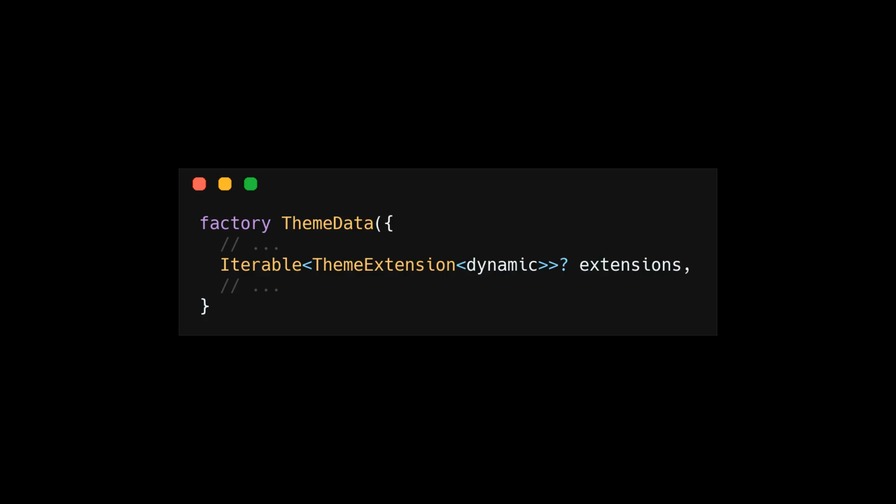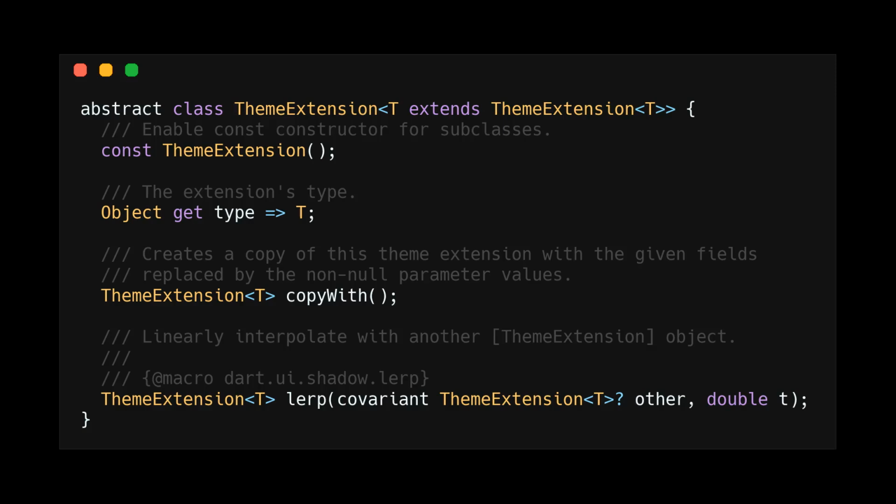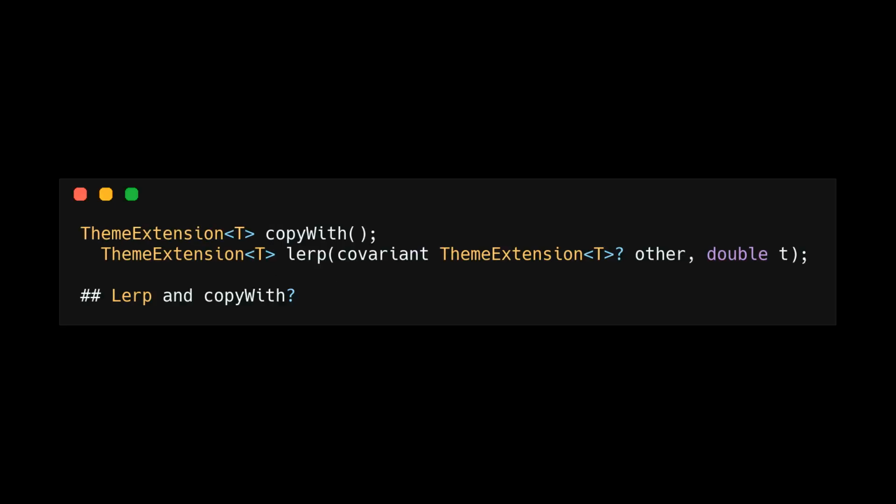Let's take a look at an example of why this is important. If we take a look at the factory ThemeData class, you will notice how it has the property extensions. This is a simple iterable of the previously mentioned theme extension abstract class. If you remember, in the theme extension class, we also have a copyWith and lerp method. So, what are the copyWith and lerp implementations for?